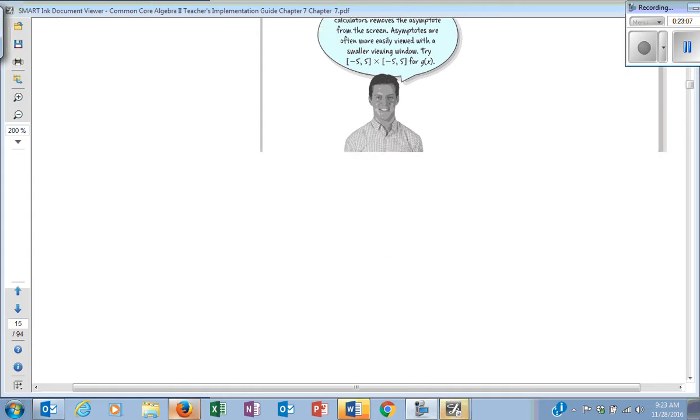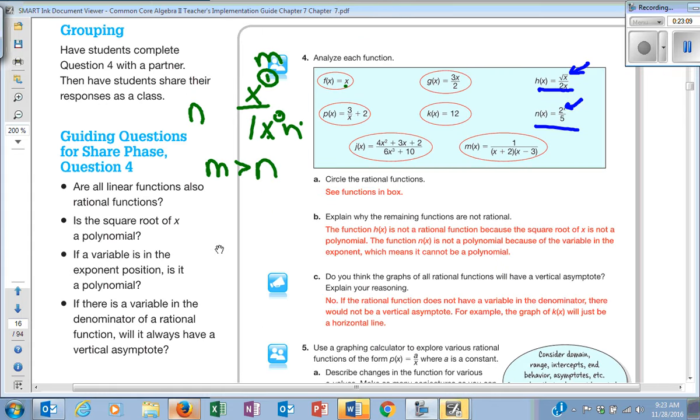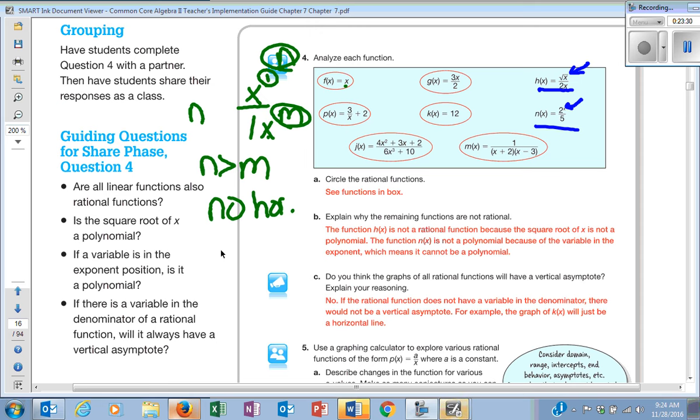Oh, whoops, I'm going to change it again. Scratch that. This is n. This is n. So if n is greater than m, there we go. There is no horizontal asymptote, which makes sense. So hopefully, if you go back up top, just switch the m and the n. That was my fault in where I put those. So the top is bigger than the bottom, no asymptote.